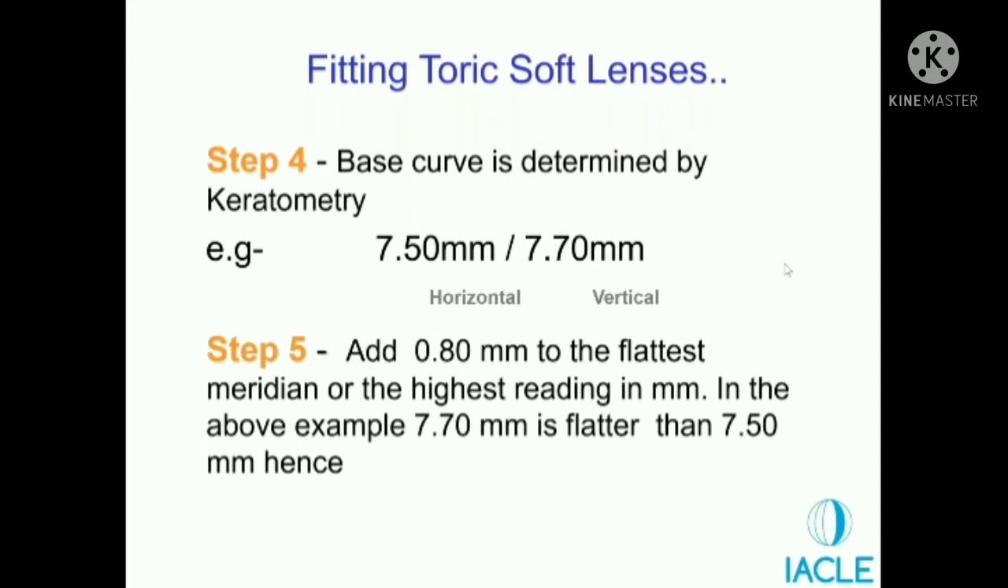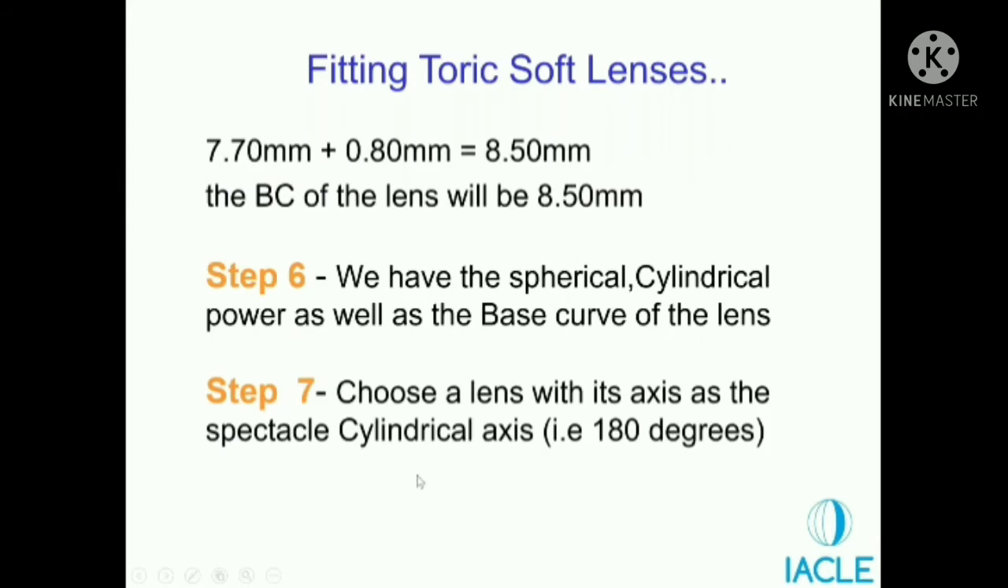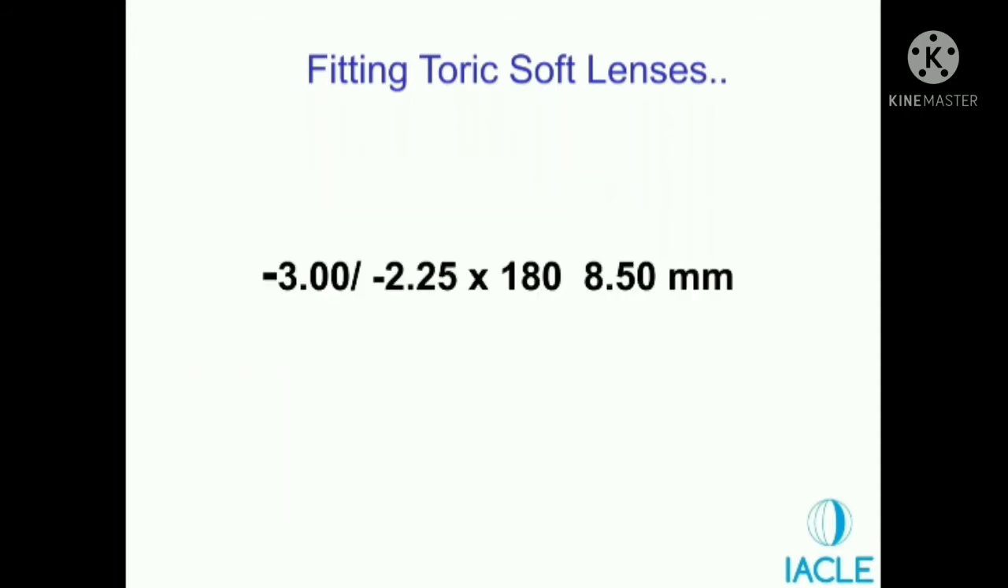So we have 7.7 plus 7.8 and the value becomes 8.5. Okay. So that's your base curve. Now we have calculated spherical value, cylinder value, and the base curve also. So what do we do now? We put a lens which has these powers and 8.5 base curve, and we apply it to the patient's eye. This is the parameter. Okay.